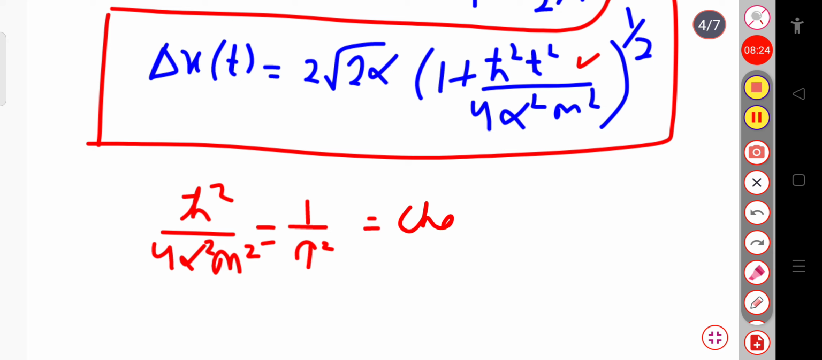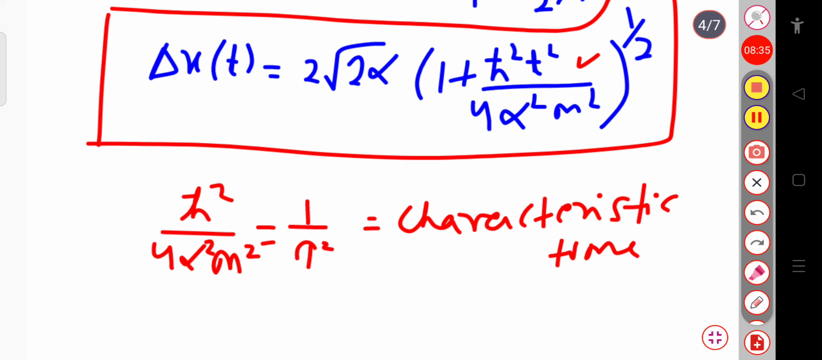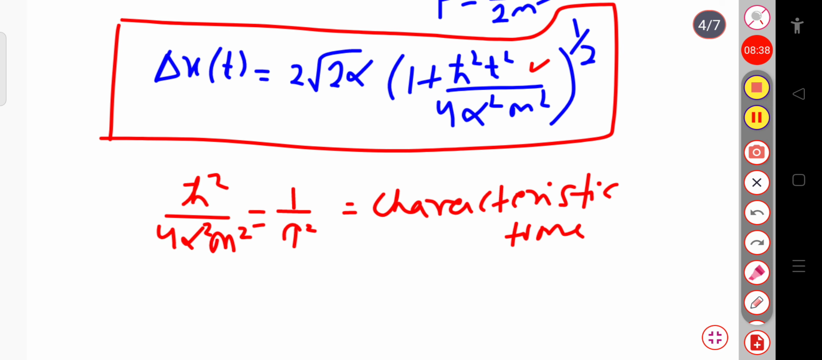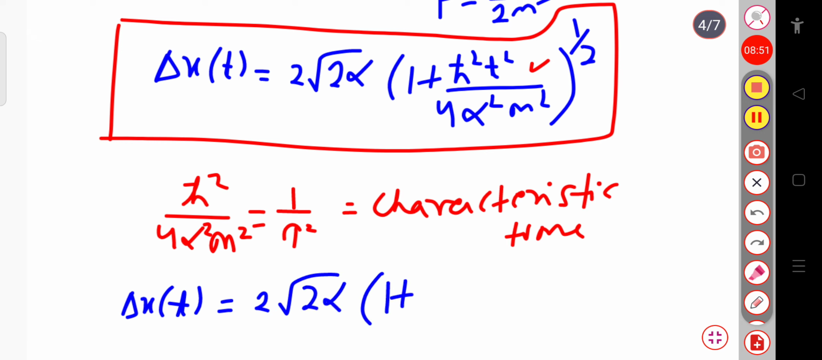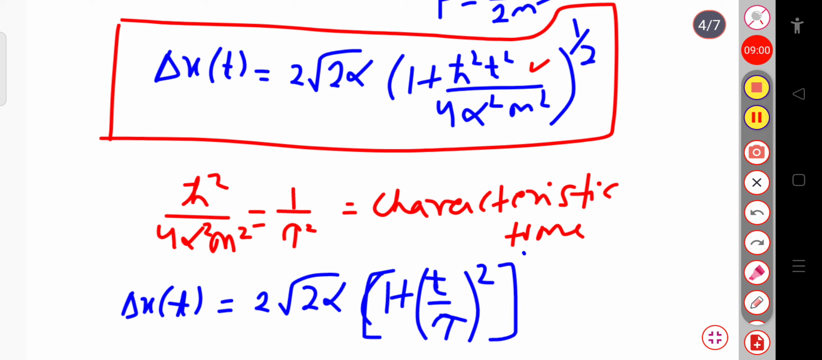This is the characteristic time. So we can write the expression for delta x at t, the function of t, equal to 2 into root over 2 alpha, whole into (1 plus small t square divided by capital T square) whole power half, or this can be written as (1 plus (t by T) whole square) power 1 by 2.